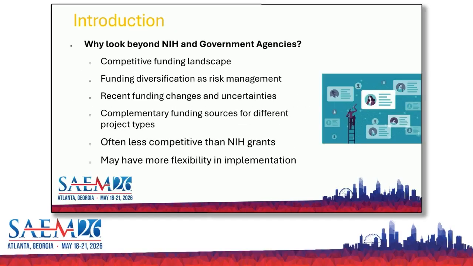So again, why look beyond NIH? I think most of you know the answer for that. What's happened over the last 2 or 3 years has become really competitive. You need funding diversification right now because you're doing risk management. And then there have been a lot of uncertainties.